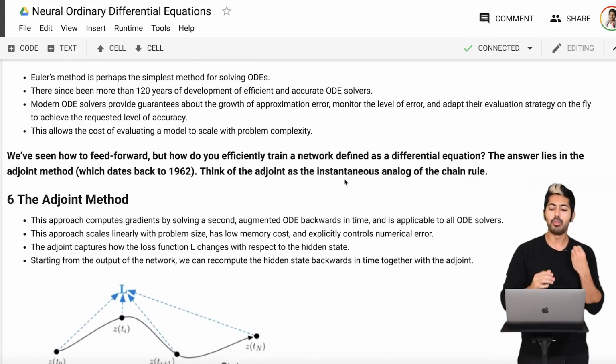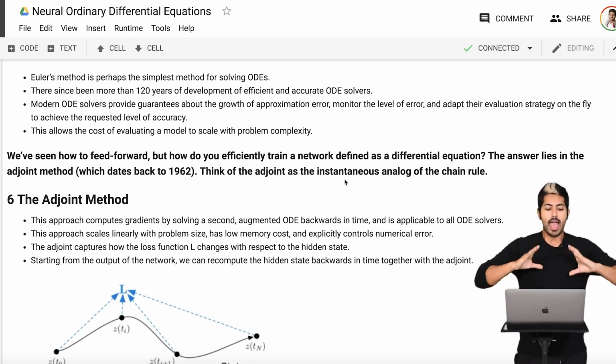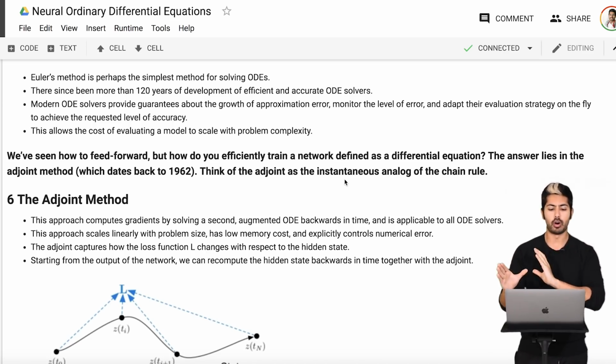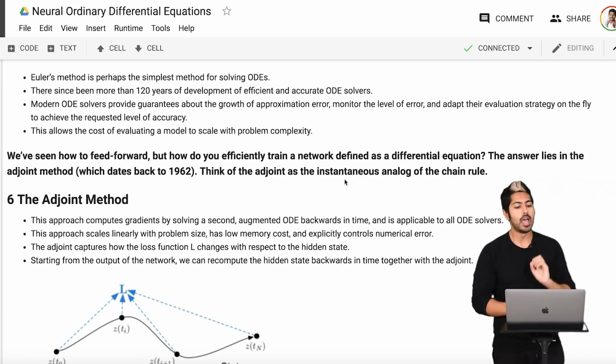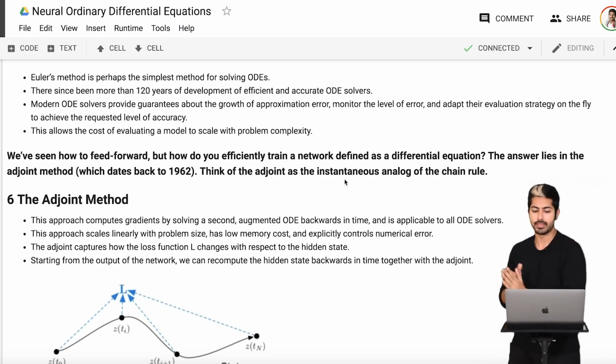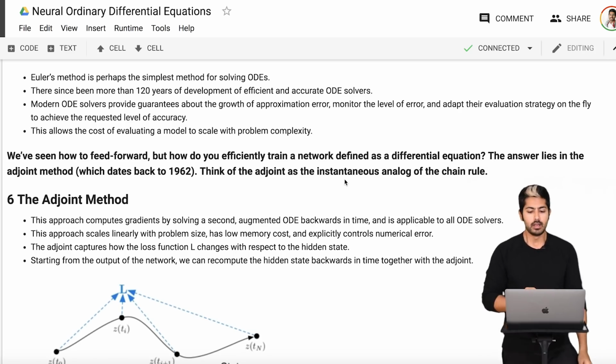So how then do we solve this thing? If we frame a neural network as an ODE, how do we solve it using an ODE solver? Do we use Euler's method? We could, but we could use a better one. Instead, let's use what's called the adjoint method, which dates back to 1962. Okay, it's like an instantaneous analog of the chain rule.